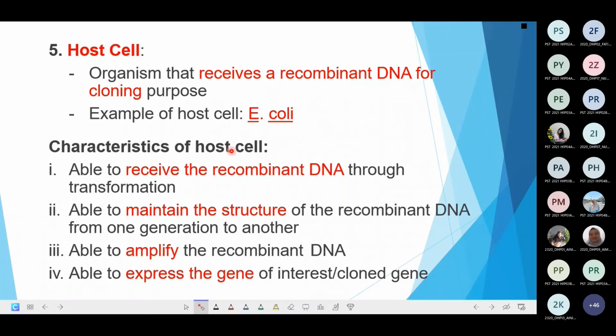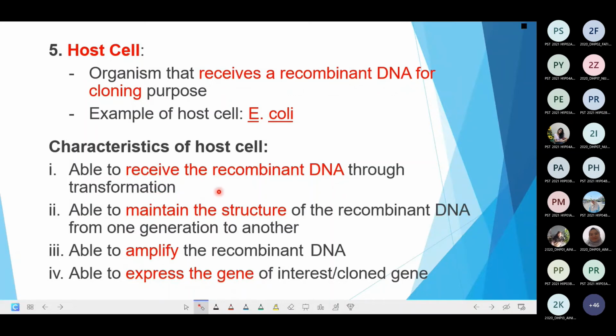Okay, and please take note, everybody, about the characteristic of the host cell. This is another thing that you need to remember. Just now we talked about the characteristic of the cloning vector, the plasmid. Now you also need to know about the characteristic of the host cell. For example, of course, the host cell must be able to receive the recombinant DNA. This will involve the process known as transformation. Whenever a DNA molecule gets into the bacteria, we say that transformation occurs.